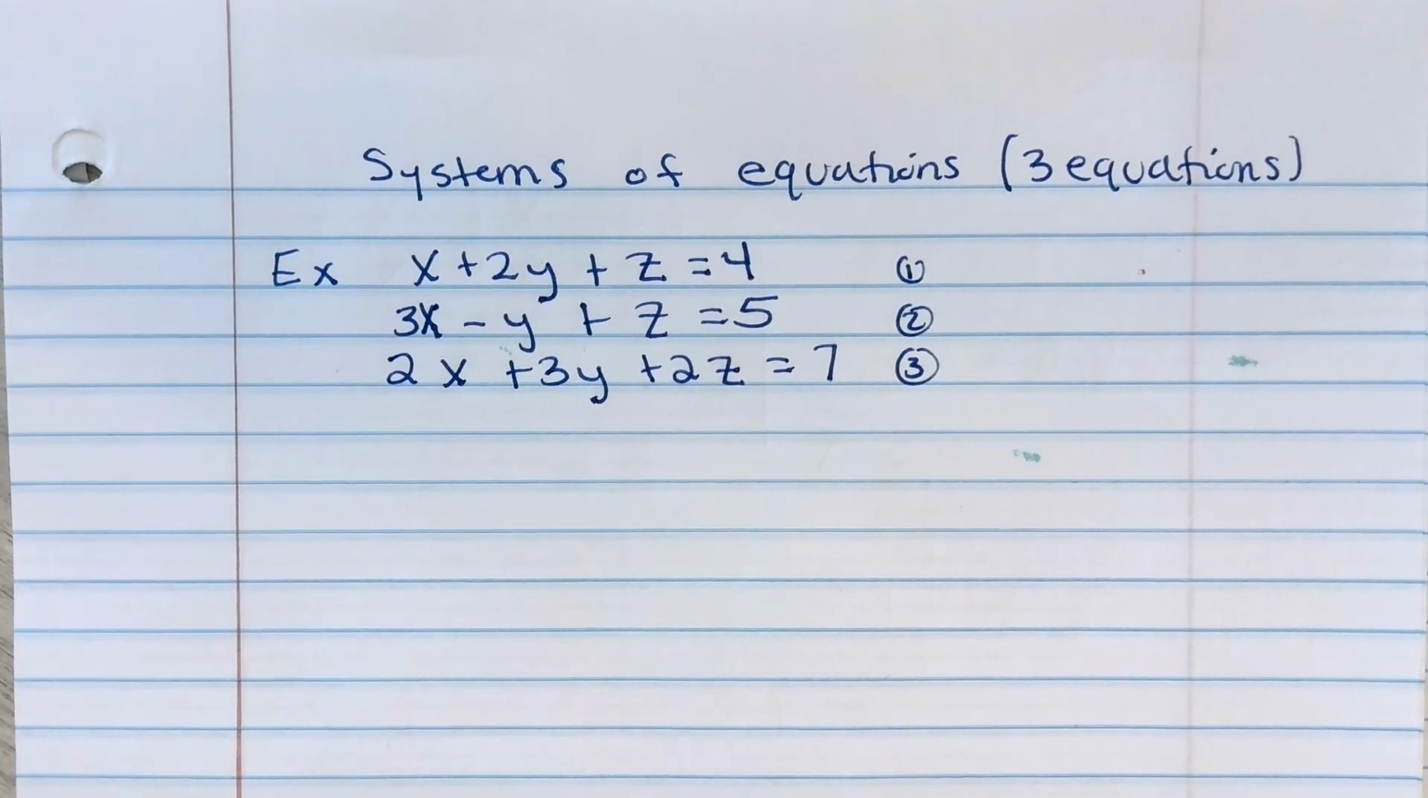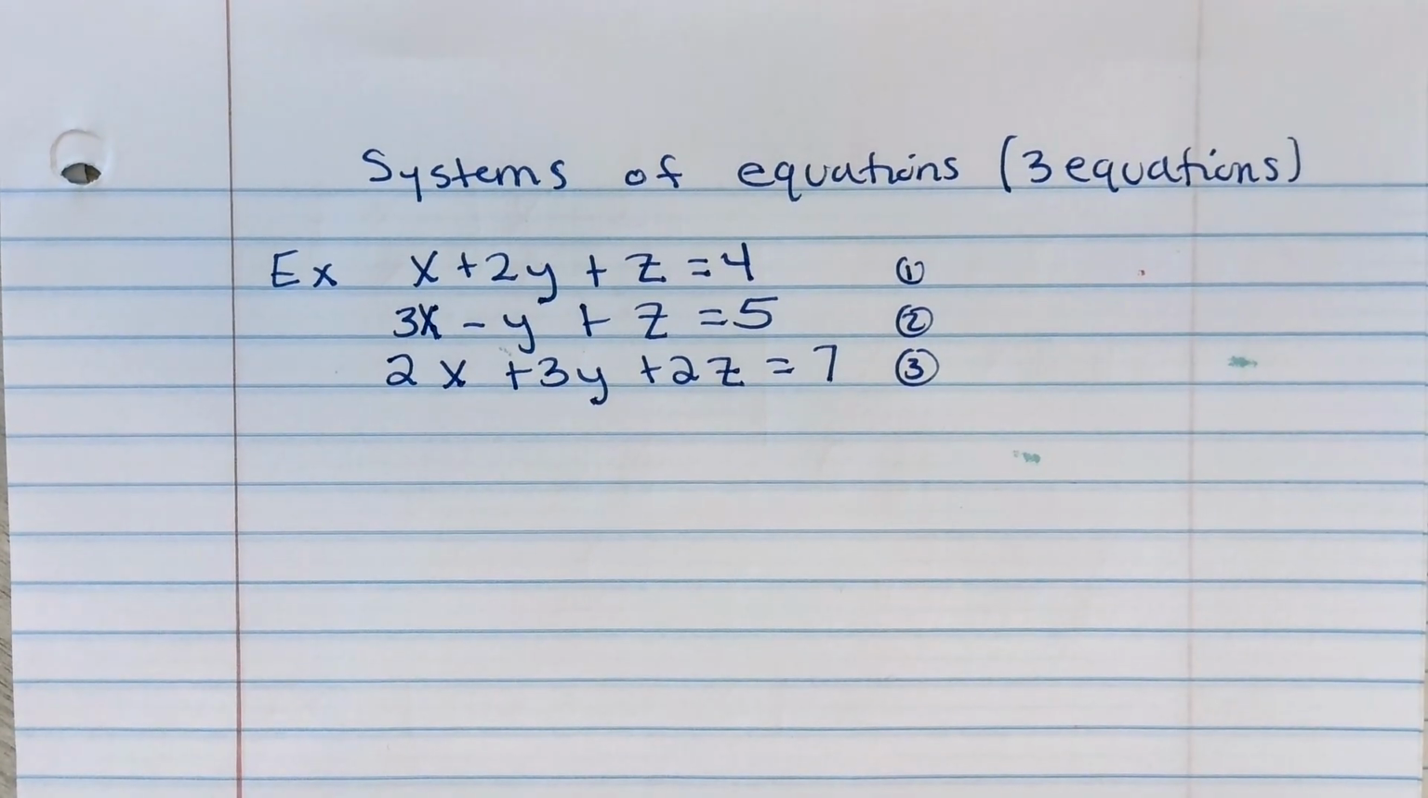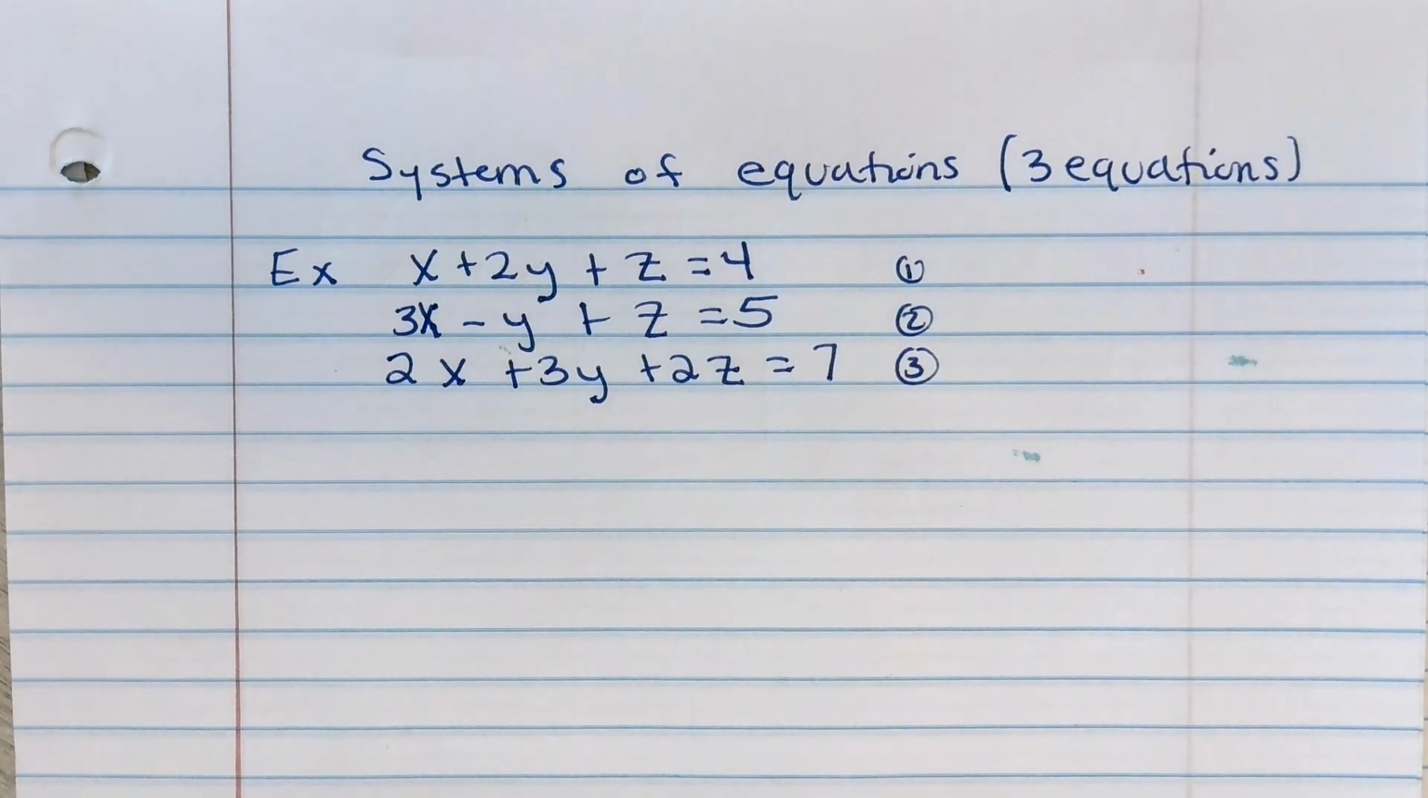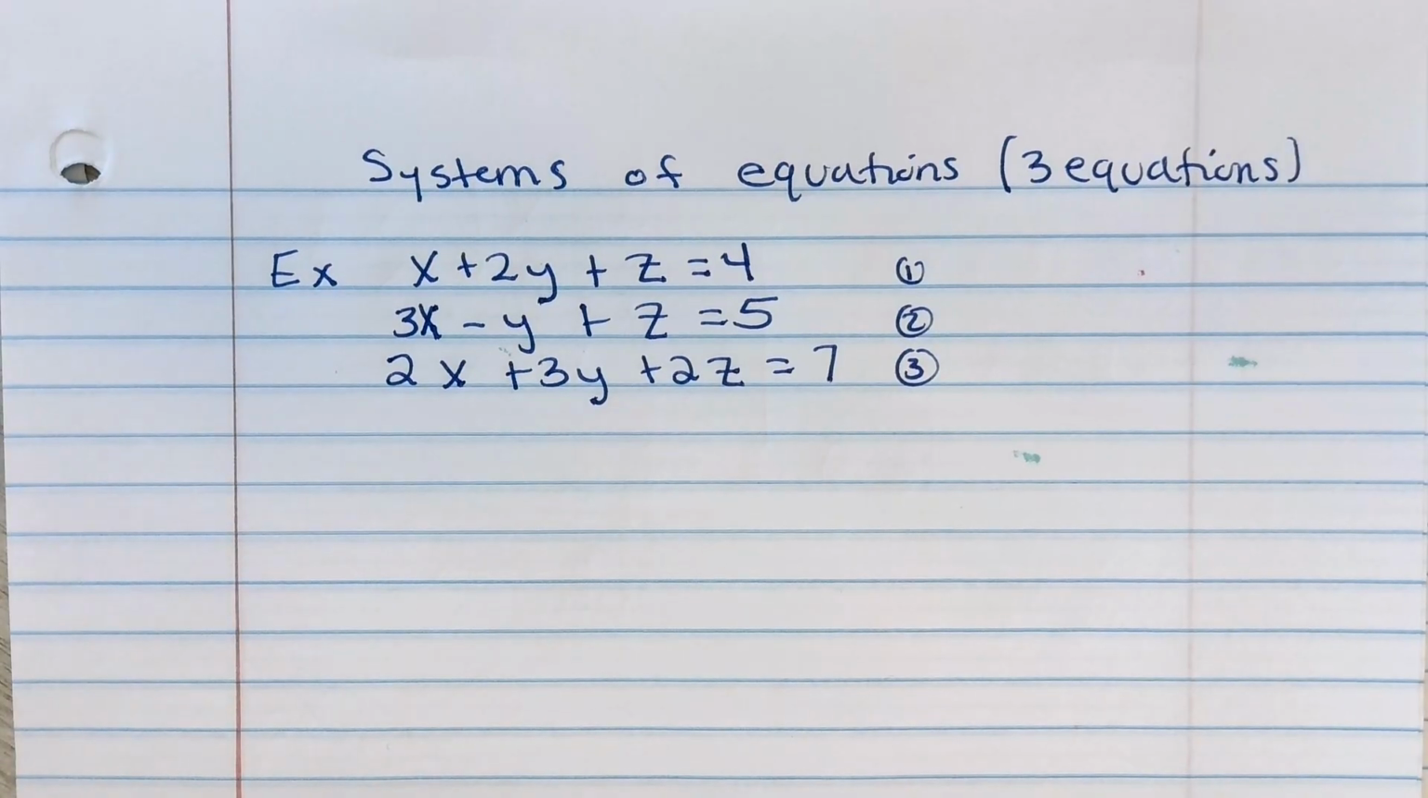In this video, we're going to tackle systems of three linear equations. So I have your problem up there for you. x plus 2y plus z equals 4. Yes, I said z. We have three equations, so we have three variables. 3x minus y plus z equals 5 is the second equation. And 2x plus 3y plus 2z equals 7 is equation 3.